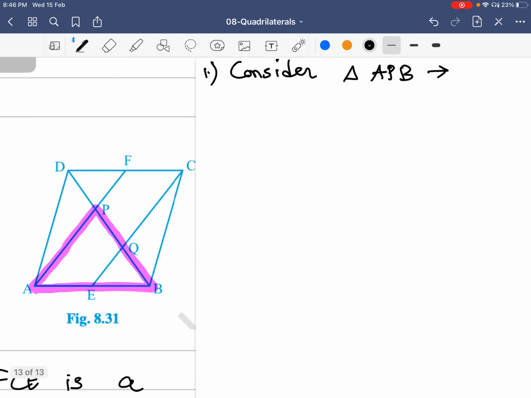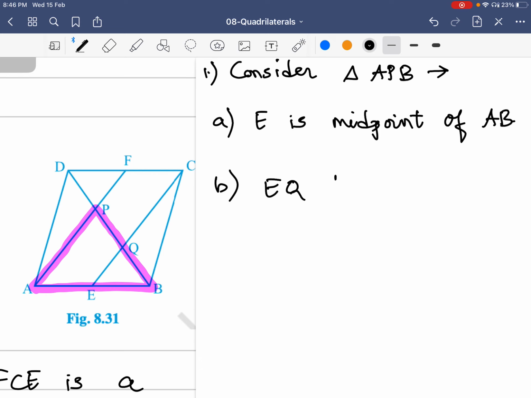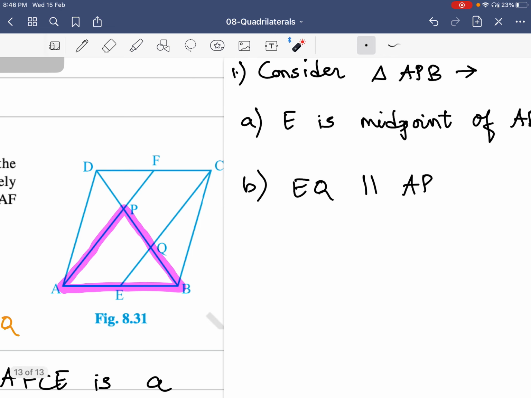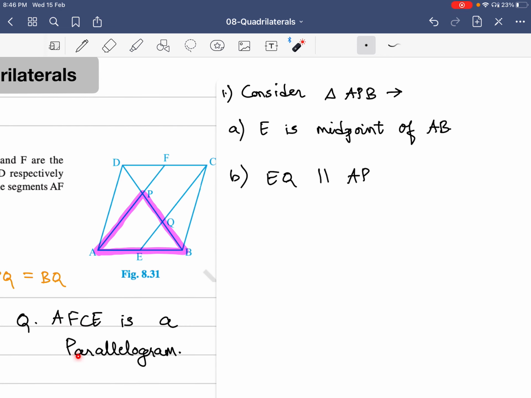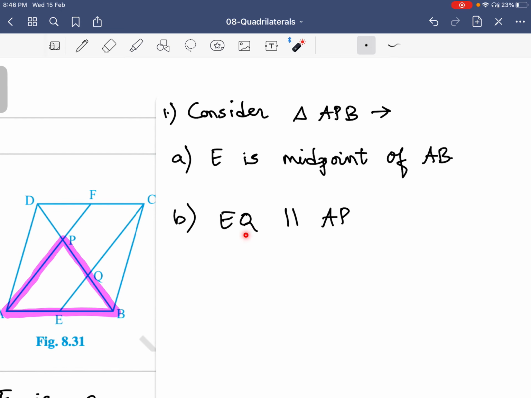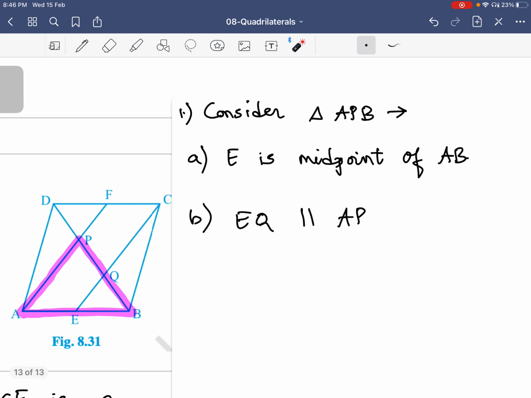In this triangle ABP, first, E is the midpoint of AB. Second, EQ is parallel to AP. Why? Because this is a parallelogram that we have already proved. AFCE is a parallelogram, a bigger parallelogram. So these two sides, which are opposite sides of the parallelogram, will be parallel to each other. So EQ is parallel to AP.